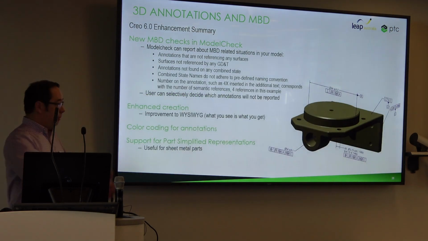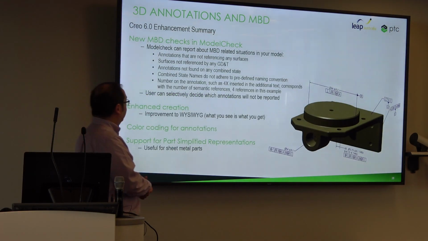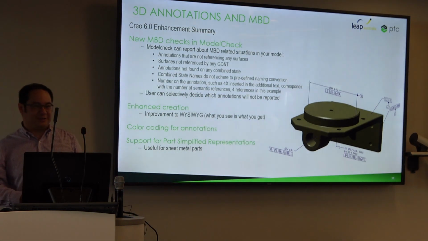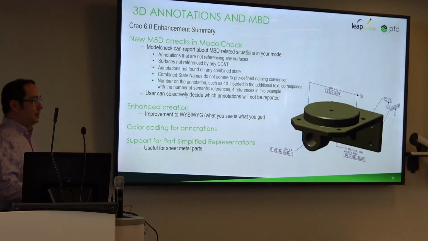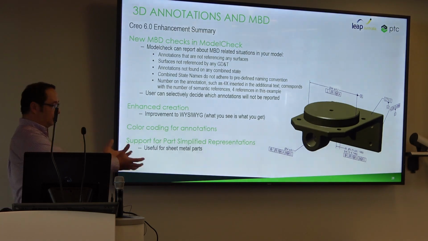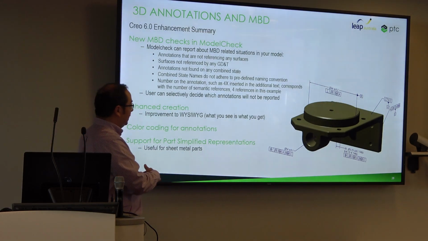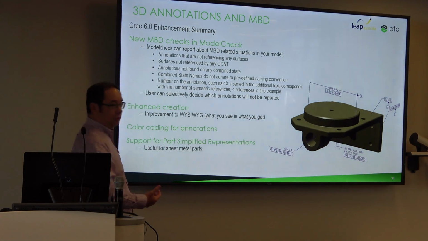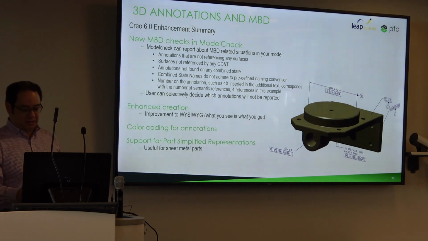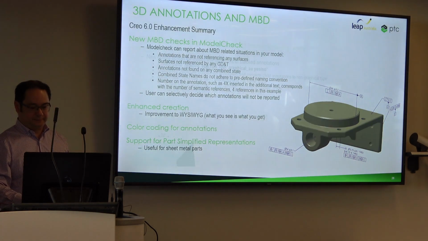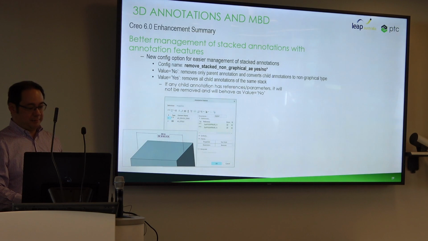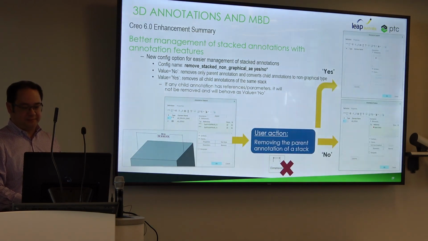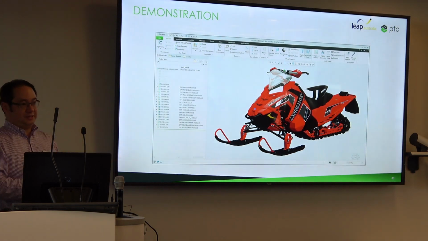Model check. There are a bunch of new MVD checks in model check. This might be of interest to you, Cash. I've seen you using both. So we're doing all this dimensioning in our models, but we want to validate that people are doing things the right way. There's a whole bunch of new checks in model check to make sure that the MVD is being done the way you want it to be done. Better management of stacked annotations and how they behave. Lots of stuff in MVD as well.